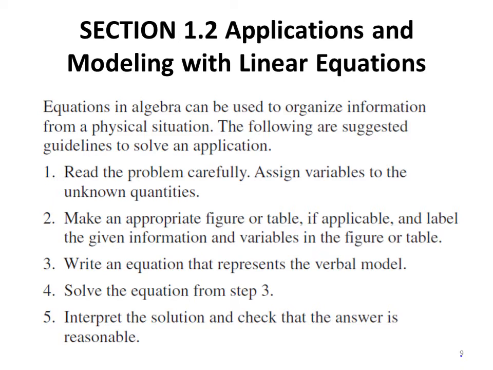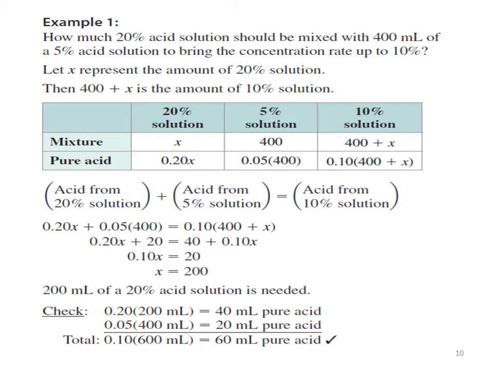Step number 3 is to write an equation that represents the model that we have. Once we get to that stage, we can solve the equation from step 3, and that gives you the solution. You can interpret the solution and check to see that the answer is reasonable. Let's look at an example of a linear model.